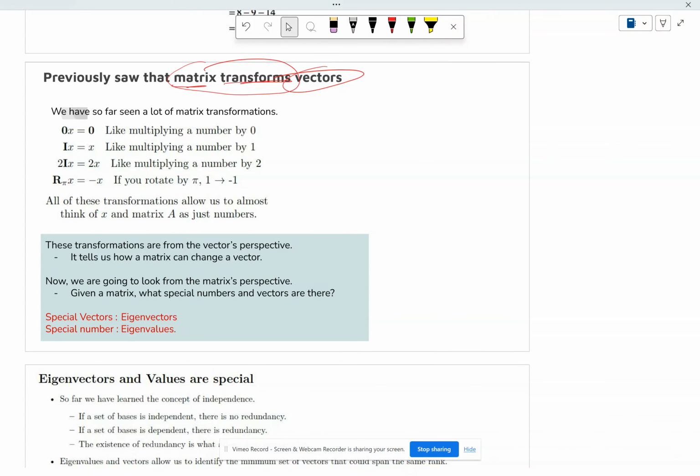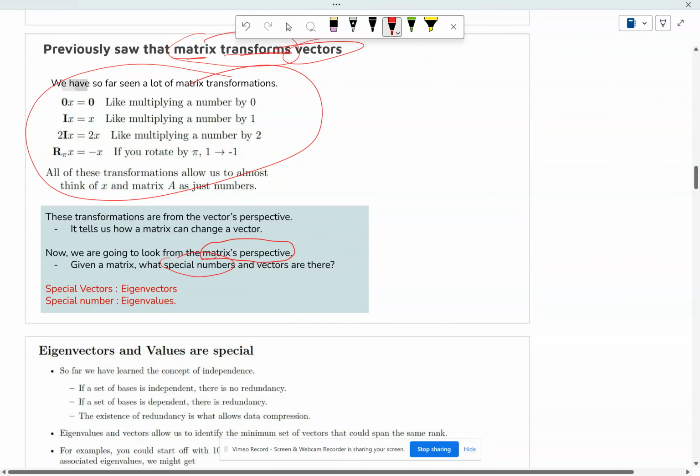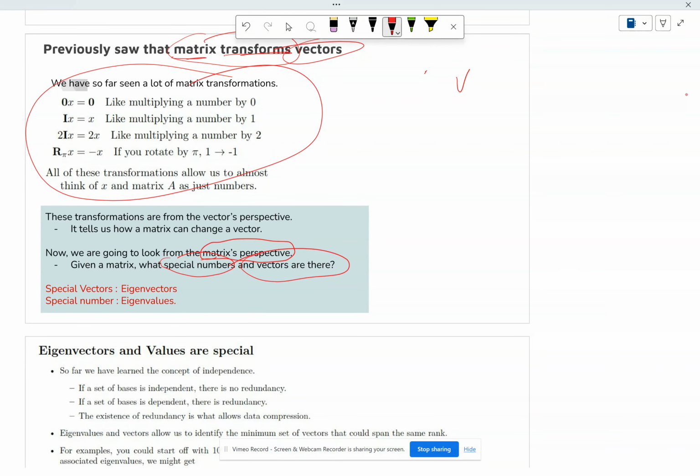Now, these transformations that we are talking about are from the vector's perspective. So something is being done to the vector. Now we're going to change and start looking at it from the matrix perspective. From a matrix perspective, what special numbers and vectors are out there? Given some vector, there are a bunch of matrices, like the projection matrix, rotation matrix, right? So from the vector's perspective, there's a special matrix that is special to the vector.